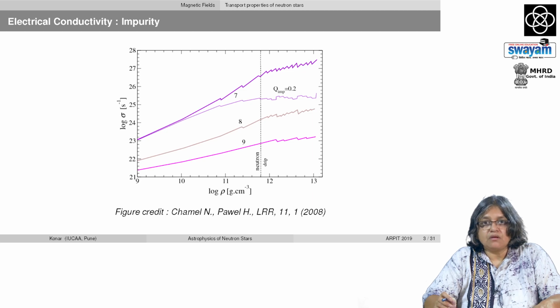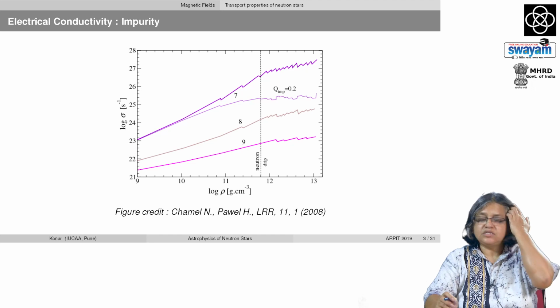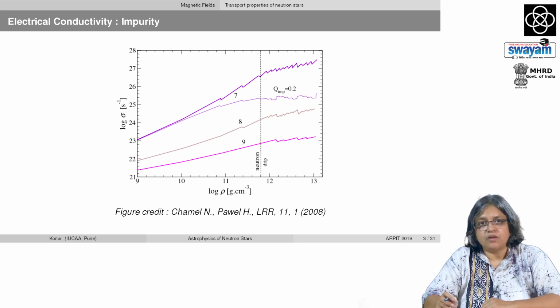Also, there might be defects, there might be dislocations in the crust, all of which would affect the conductivity. And for want of better knowledge about these parameters which might affect the transport properties, we put them together in this parameter called impurity concentration and use the value of conductivity that is obtained from there.